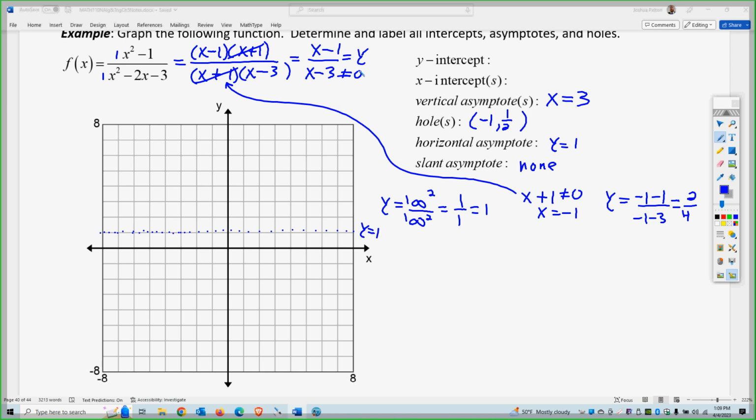If I want a y-intercept, then the x is 0, right? So y equals 0 minus 1 over 0 minus 3, so I get 1/3. Okay, and if I want to get an x-intercept, that's just when the numerator equals 0, right? So x minus 1 is equal to 0, so x is equal to 1, right? Because if this equals 0, the whole ratio equals 0, and that gives me an x-intercept. Okay, so I have a vertical asymptote at 3.